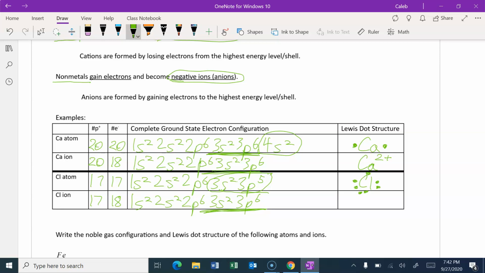And we show that with our Lewis structure. I'm going to draw it down a little bit to avoid confusion. Cl, 1, 2, 3, 4, 5, 6, 7, 8. It has 8 dots, and it has a -1 charge because I got 1 extra electron. You notice that the chloride ion and the calcium ion have identical electron configurations. That's because the electron configuration does not take into account the number of protons. It is only looking at the electrons. They have the same number of electrons, but because they have different numbers of protons, they're different elements, and they're going to have different charges as well.